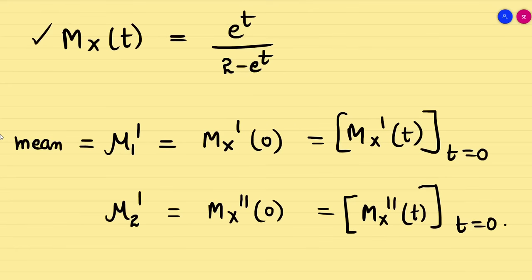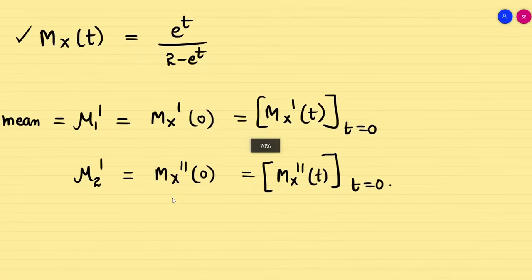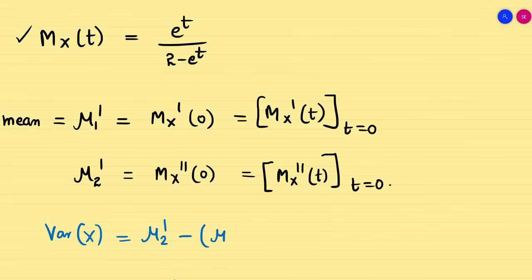So right now my job is to find mu1 dash and mu2 dash. Why? And very important, mu2 dash is not my variance. My variance of x is mu2 dash minus mu1 dash whole square. Okay, we should be very careful with this. So with this, let's go into the problem.